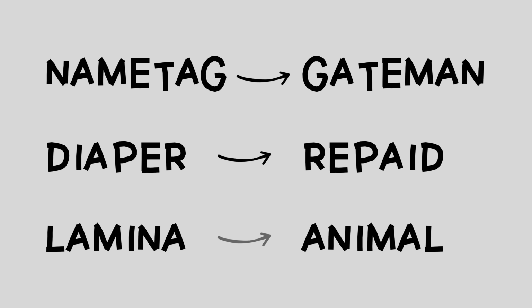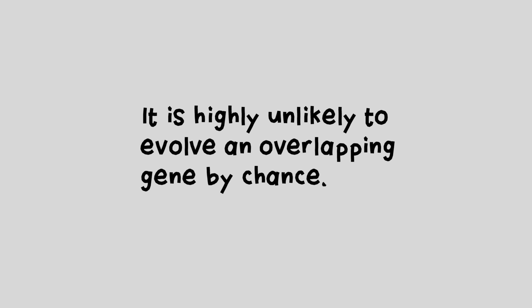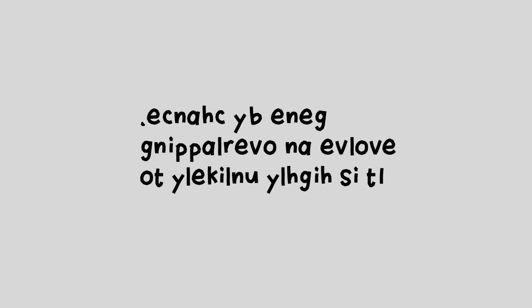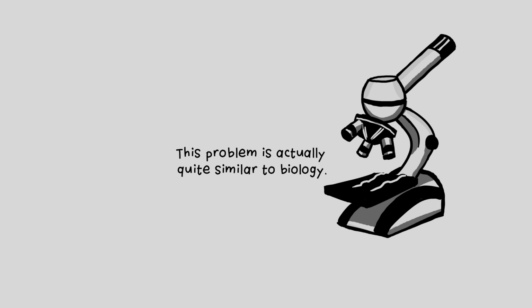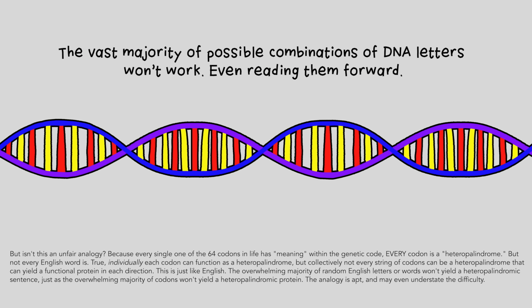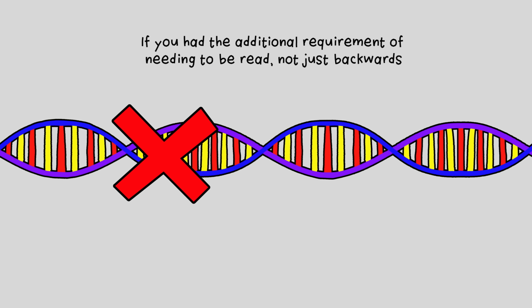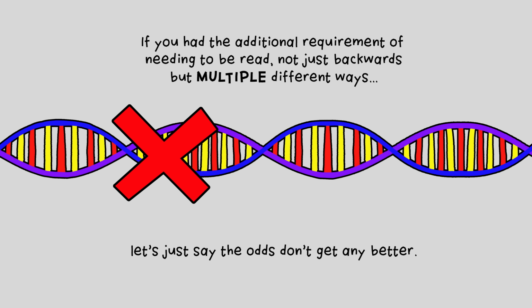These words do exist, and they are very rare. It's even more rare to have an intelligible sentence using heteropalindromes. Let's try to make one. It is highly unlikely to evolve an overlapping gene by chance. You end up with gibberish. This problem is actually quite similar to biology. Just as the vast majority of random combinations of letters will not give you a meaningful sentence, and even fewer will give you a working sentence forward and backwards, when trying to build something in biology, like a typical enzyme, the vast majority of possible combinations of DNA letters won't work, even reading them forward. If you had the additional requirement of needing to be read not just backwards, but multiple different ways, let's just say the odds don't get any better.